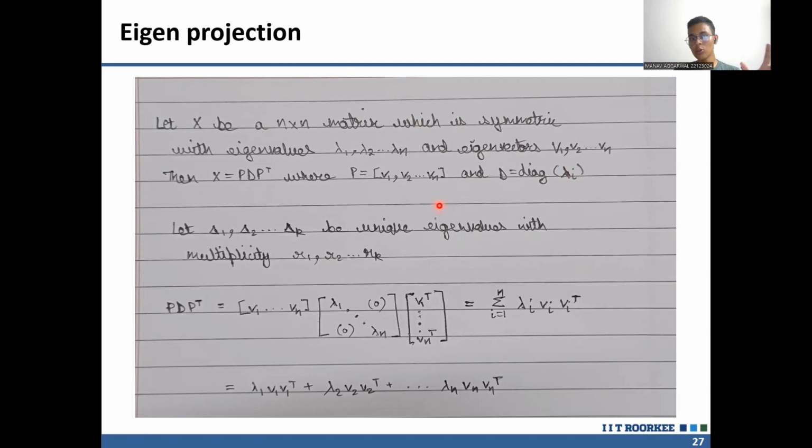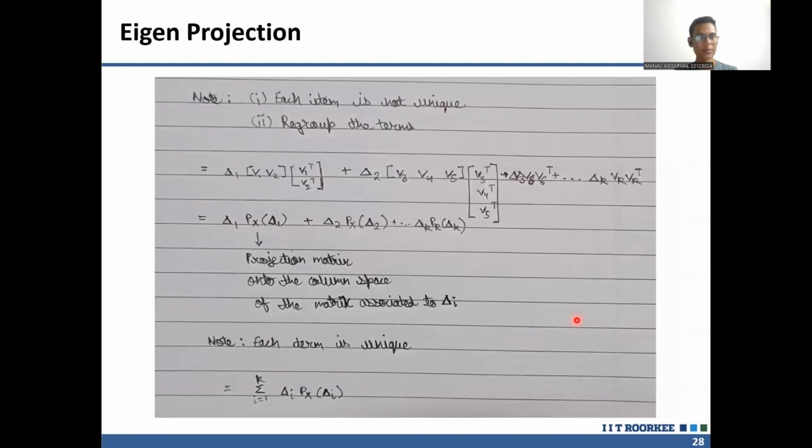But the thing is, not all eigenvalues are always unique. Some of them might be duplicates of one another. So let us consider that k of them are unique and let us take them as delta 1, delta 2, and so on till delta k with multiplicity r1, r2, and so on till rk. PDP transpose can thus be written in the original form, which would lead us to the expression which we encountered in the previous slide. But not all of these are unique terms. What do we do now? That's where this process of recombining the terms occurs.